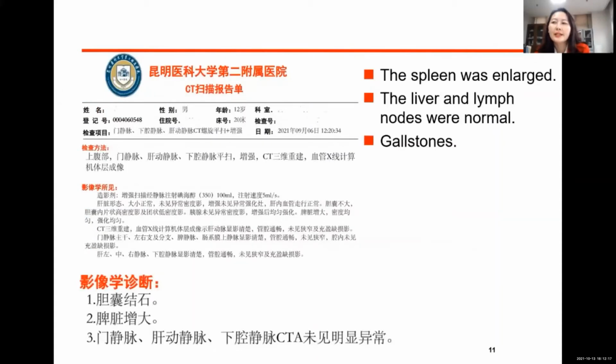This is his computed tomographic scan. His CT scan shows the spleen was enlarged. The liver and the lymph nodes were normal. He had several gallstones.